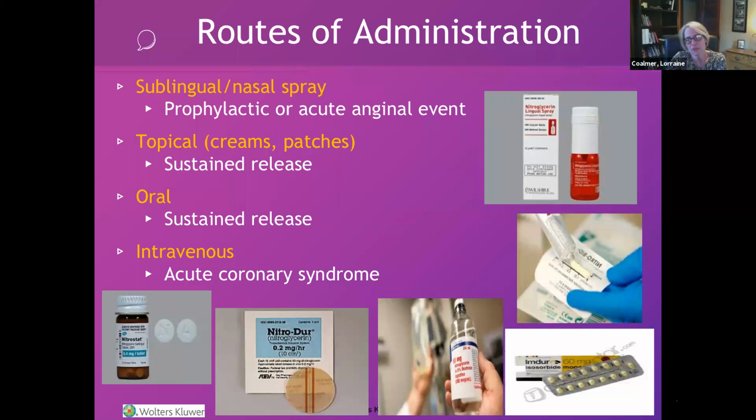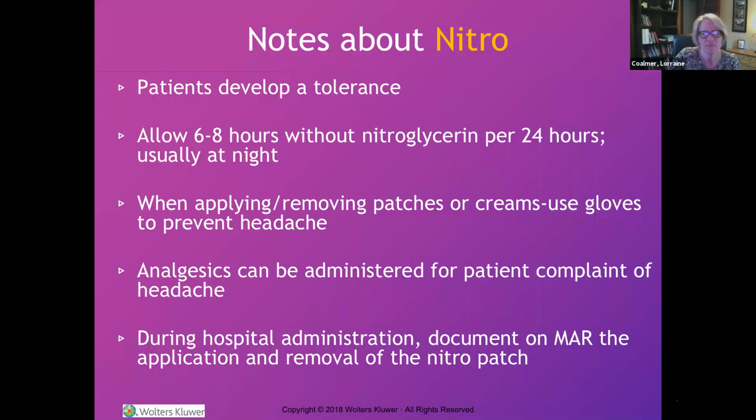Oral, you might hear of IMDUR. We can take it orally. And then intravenous, this is for acute coronary syndrome. Somebody actively having an MI, it's right here. This is called Tridil, T-R-I-D-I-L. And if I'm giving it IV, that's pretty serious, okay? The problem with nitro, let me see if it's on the next slide.